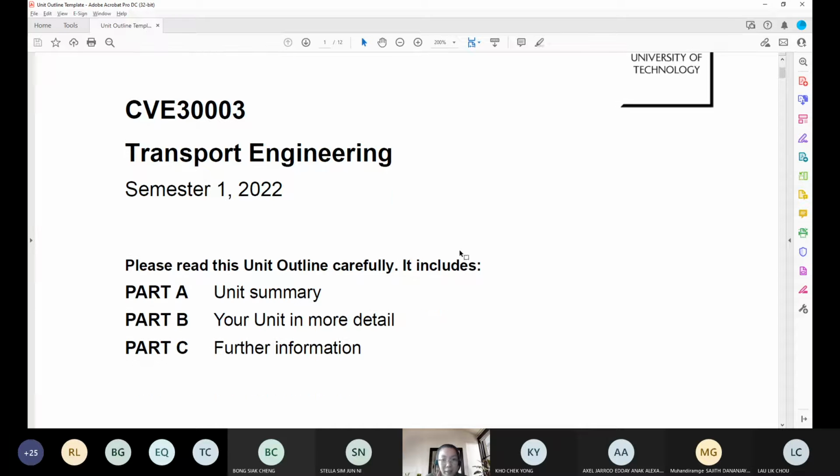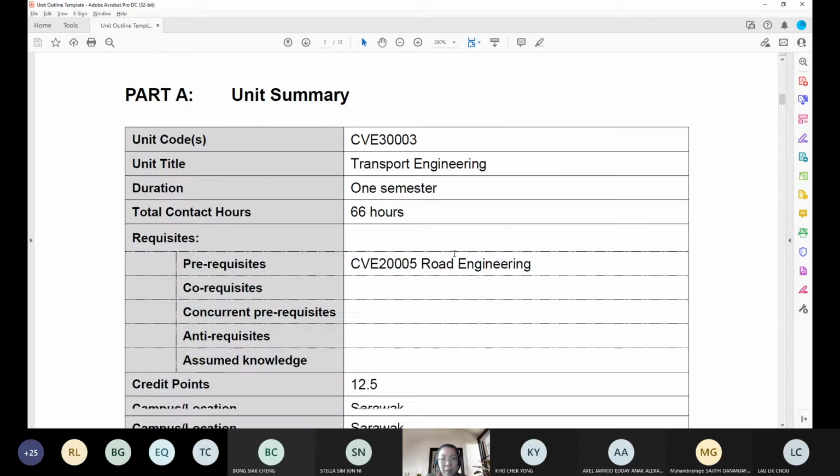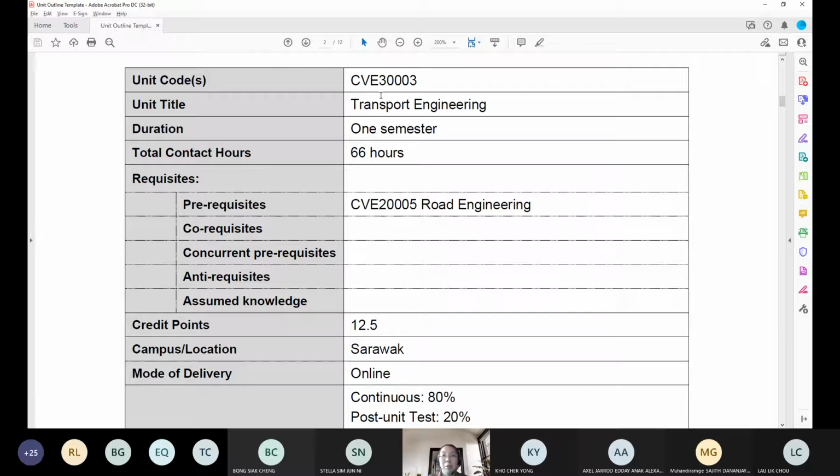All right, so then let's move on. This unit, if you have come into this unit, you should have already passed CVE20005 Road Engineering, either last semester or the previous semester last year. I trust that all of you have passed this, and we'll pick up some of the things from road engineering and try and use it in this class as well.